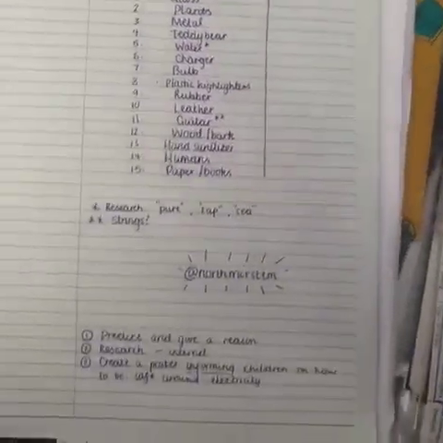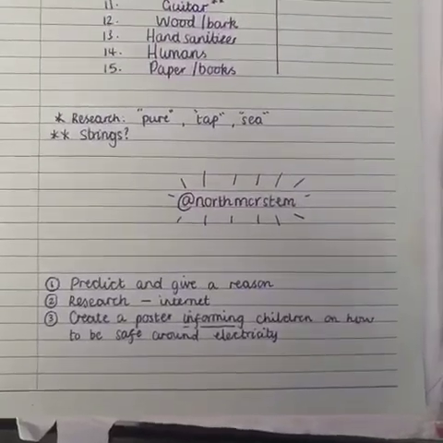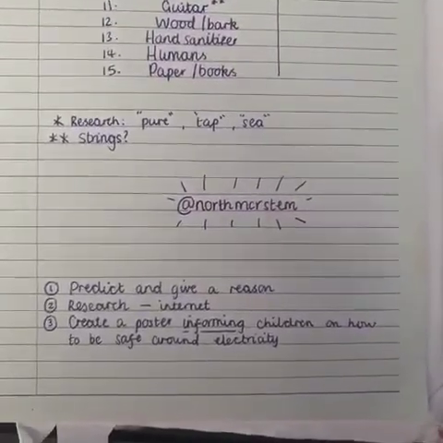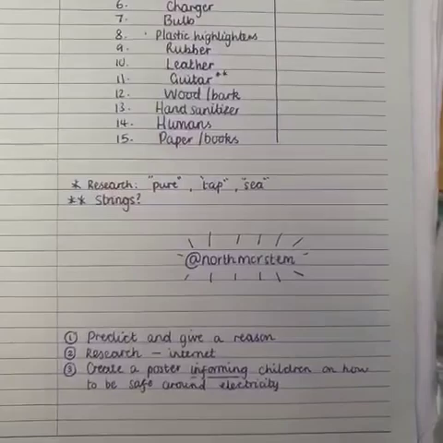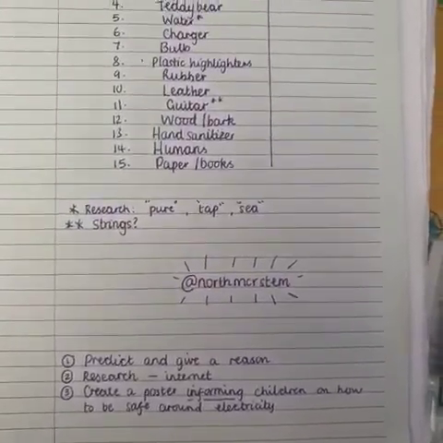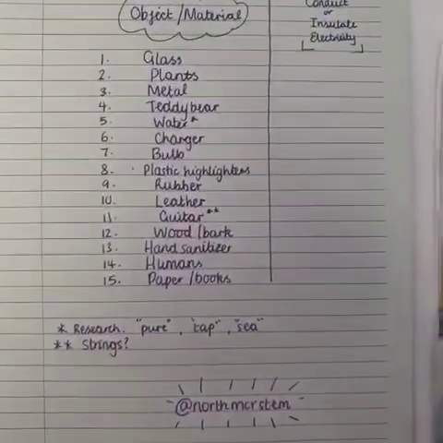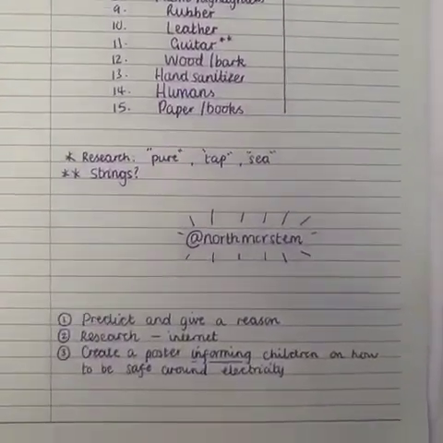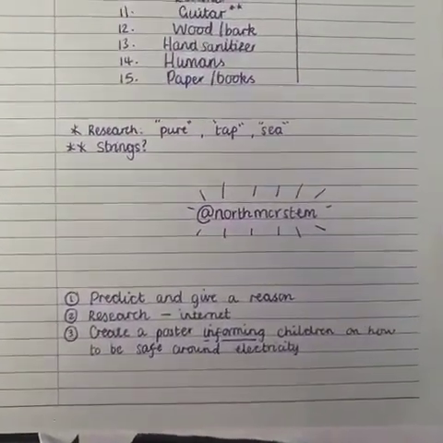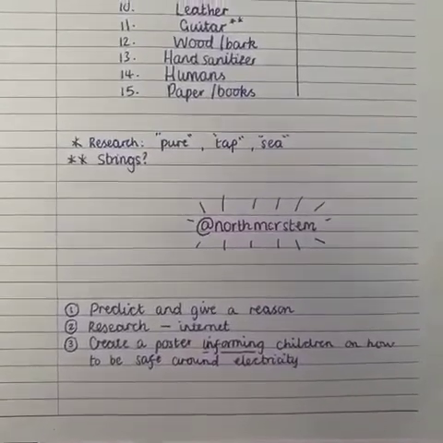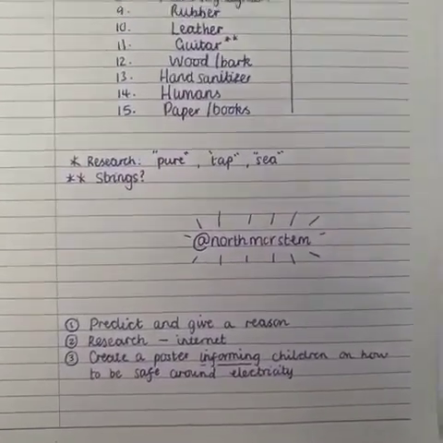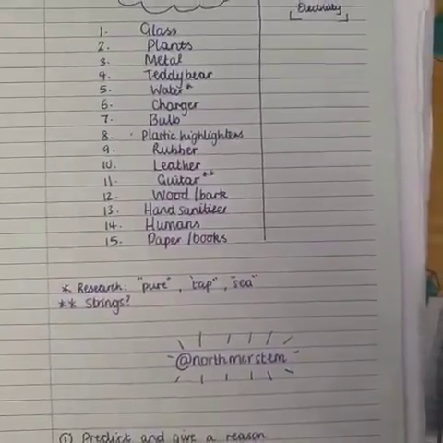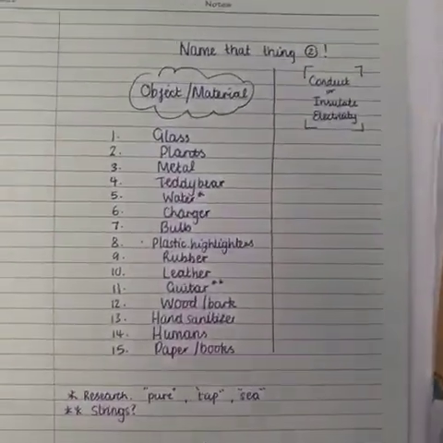So your task is, number one, to predict and give a reason why you think, say for example, I predict that the bulb, number 7, conducts electricity because I know from my science lessons that bulbs need electricity to light. That's a really good prediction and reason. Number 2, you're going to research using secondary sources. So you're going to use the internet and you're going to find out if you are correct or not.